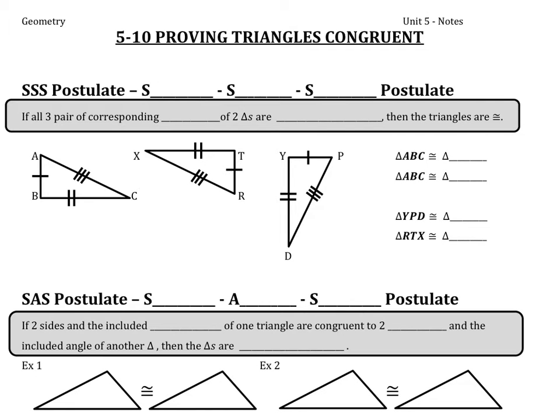The first one is the SSS postulate, also known as side, side, side. All right, so what this states is that if all three pairs of corresponding, so we've seen that word before, corresponding sides of two triangles are congruent, then the triangles are congruent. So that means that we can assume the angles are congruent as well. So if we're looking at these three triangles, they're all going to be congruent to each other, right?